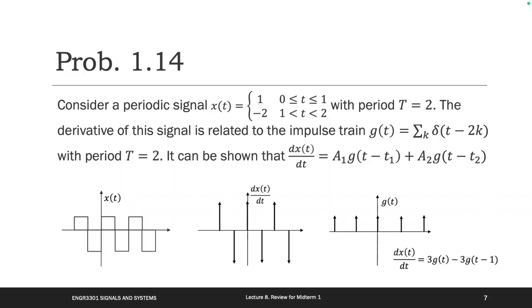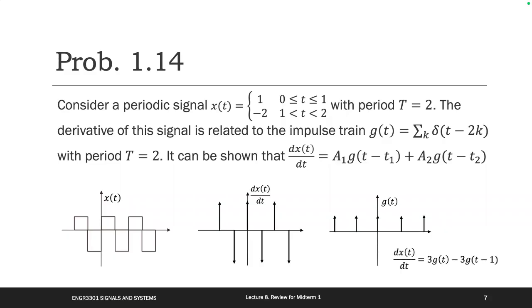Yeah. And then you combine them together, and you will get this one. You will get the derivative of x(t). So which means your a1 should equal 3, and your t1 should equal 0, your t2 should equal 1, and your a2 should equal -3. Yeah, that makes sense to you? Okay. Any questions so far?